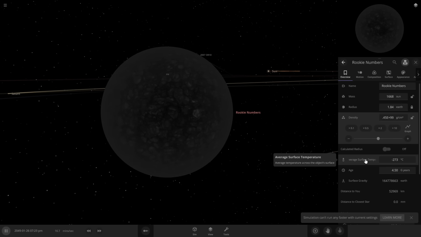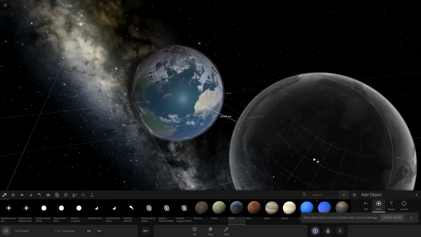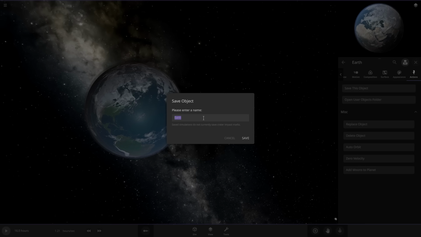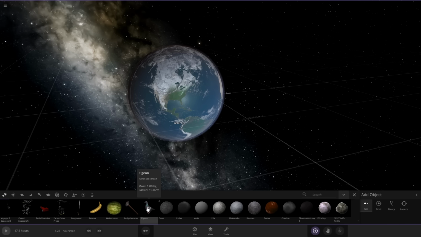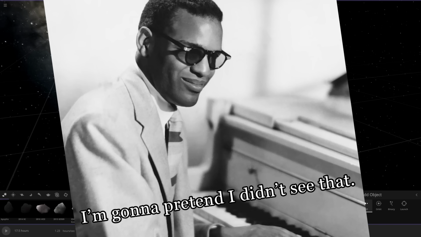I think that we need something a little bit closer. This is one Earth. This is a very specific Earth. It will be known as Sad Earth. I just noticed that one of the things that you can spawn in this game is a pigeon. I'm gonna pretend I didn't see that.